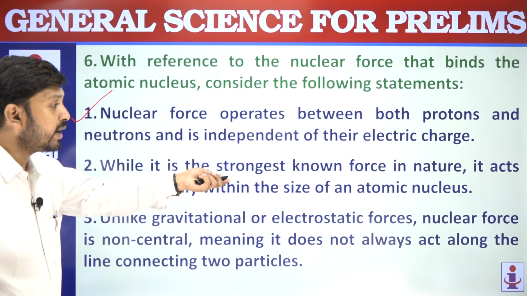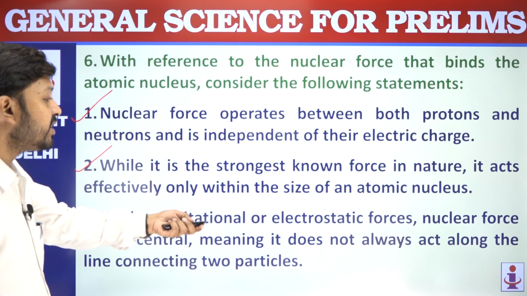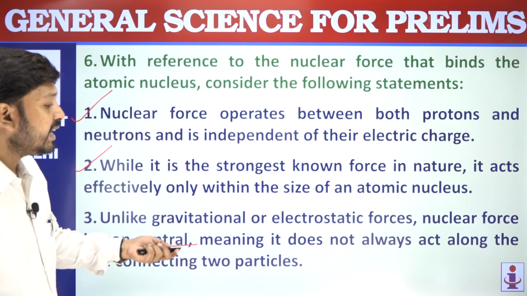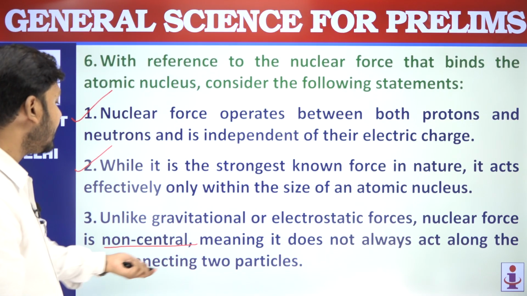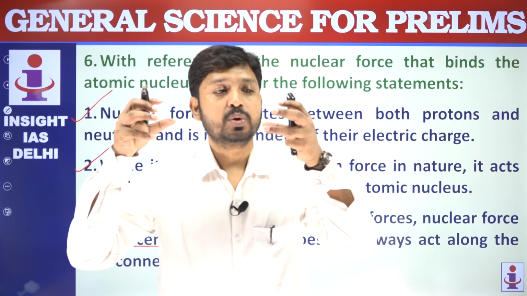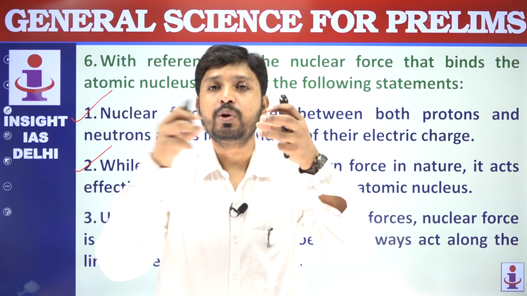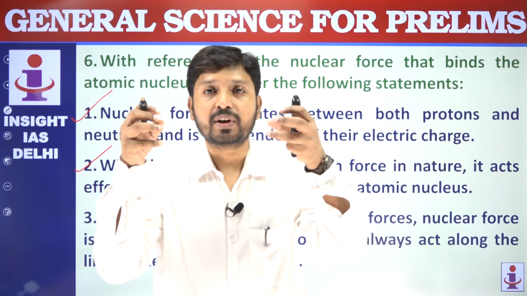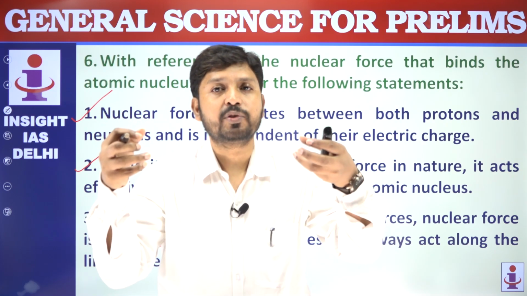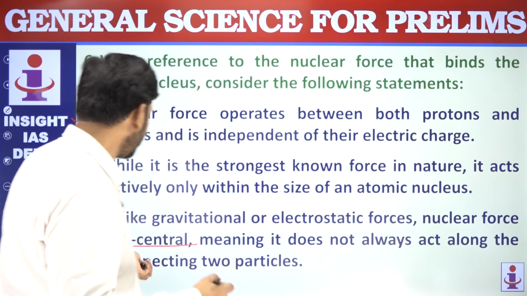While it is the strongest known force in nature, it acts effectively only within the size of the atomic nucleus. Unlike the gravitational or electrostatic force, nuclear force is non-central, meaning it does not always act along the line connecting the two particles. For example, two bodies are there, body A and body B. When gravitational force acts, this body will pull that body towards it, and that body is pulled towards this one, right? When we connect the centers, the resultant gravitational force will be on the line connecting these two points, right? So it is a kind of central force, but in the case of nuclear force, it need not always be a central force. That's why it is non-central.